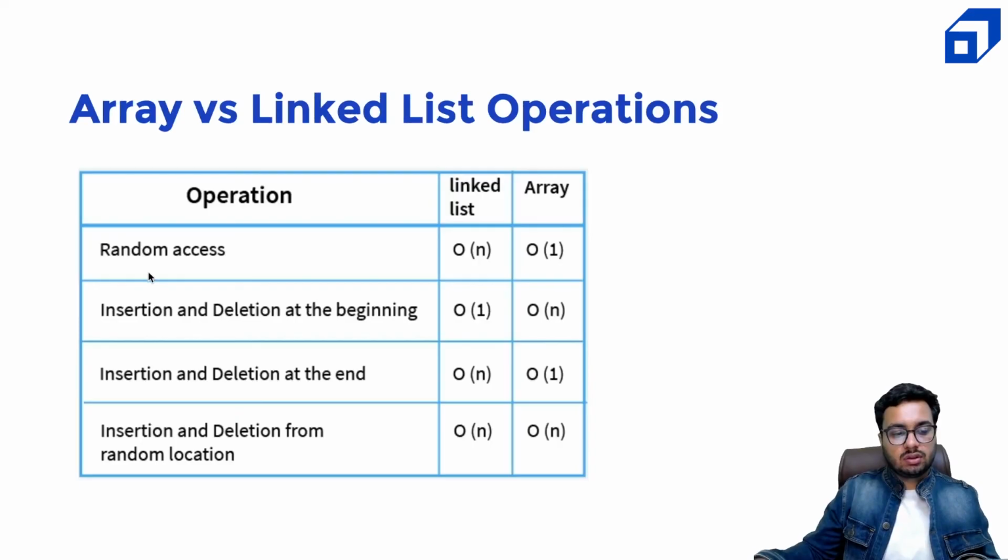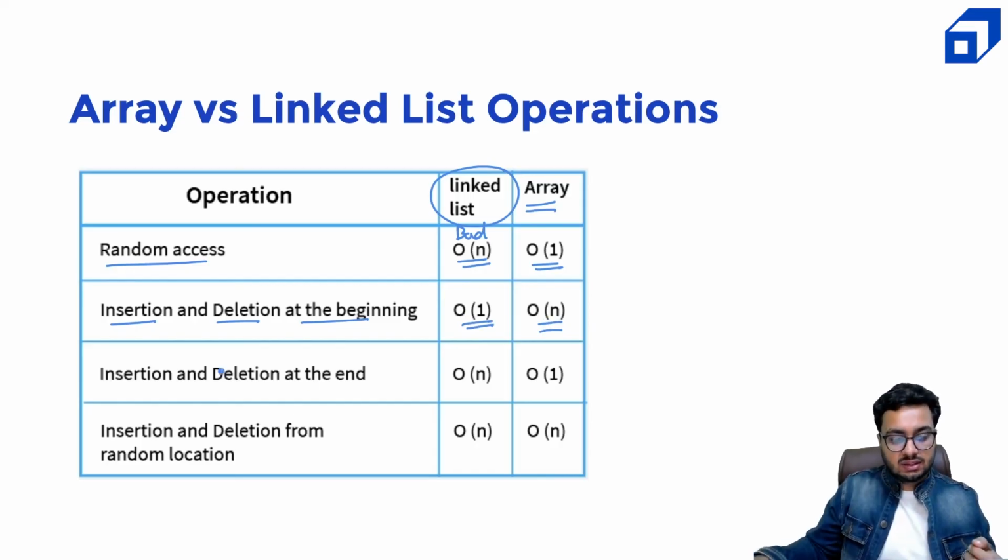So a quick revision on the operations. Random access, if it is a linked list, it's a bad thing, right? Because it's going to take order of n time. In an array, getting the ith element will take order one time. Insertion and deletion at the beginning is order one time in a linked list. In an array, it's going to take order n time, as I just discussed. Insertion and deletion at the end, right? If it is a doubly linked list, it can be done in order one time, right? In an array also it can be done in order one time.